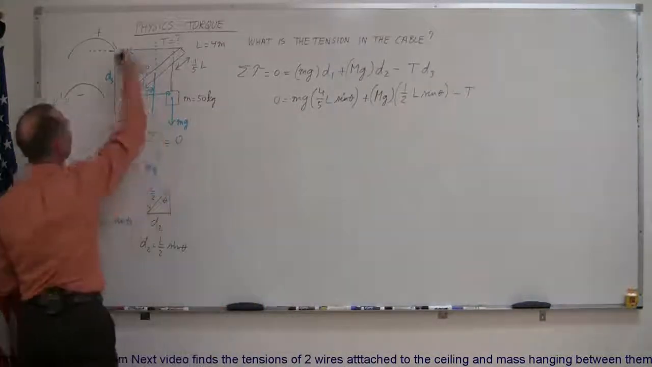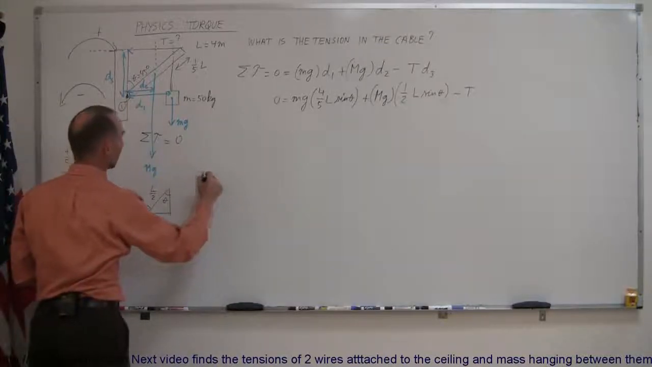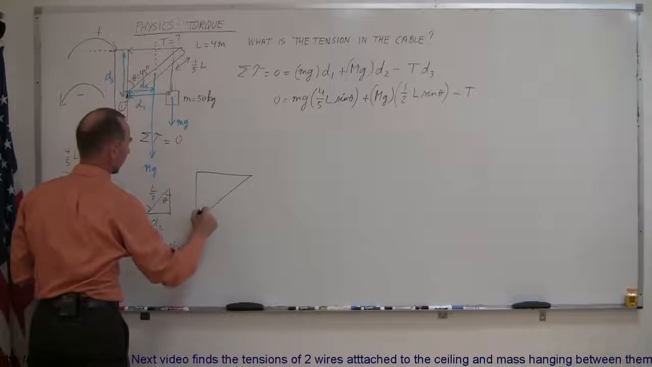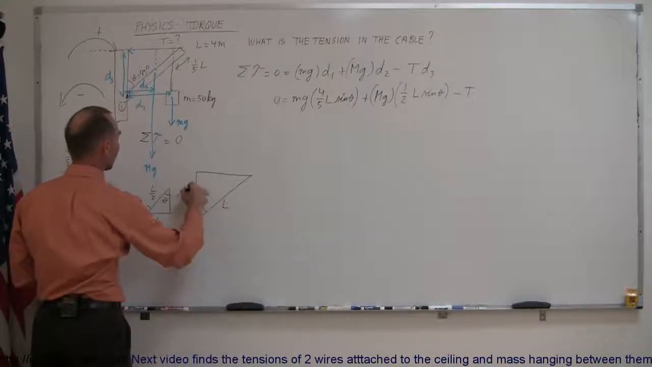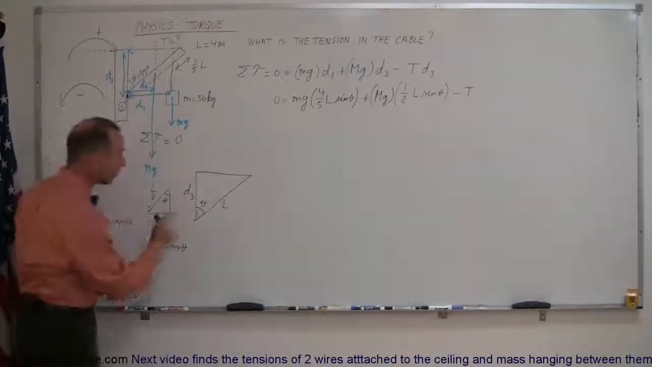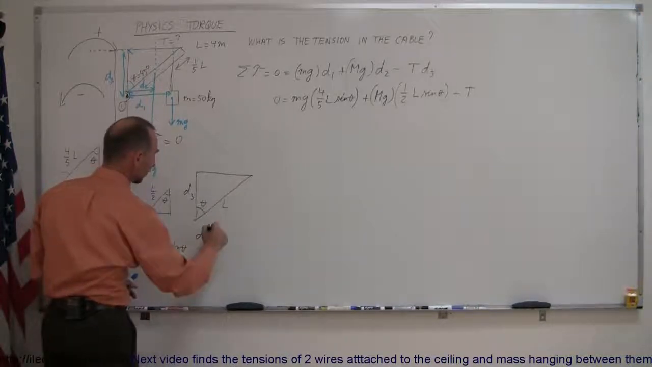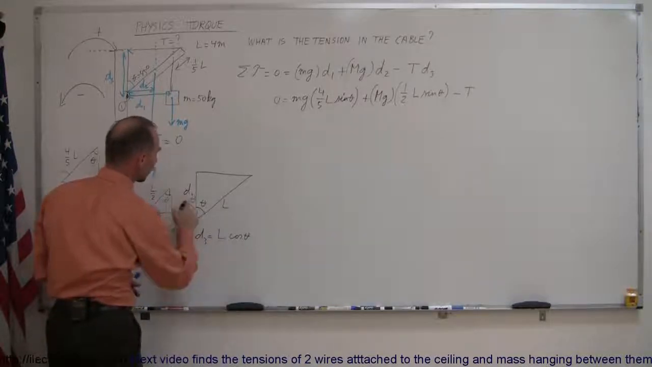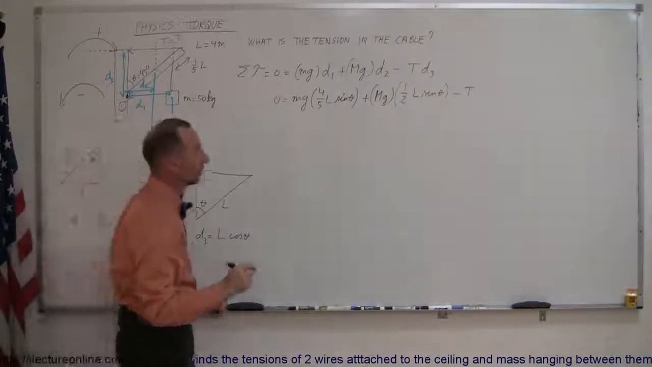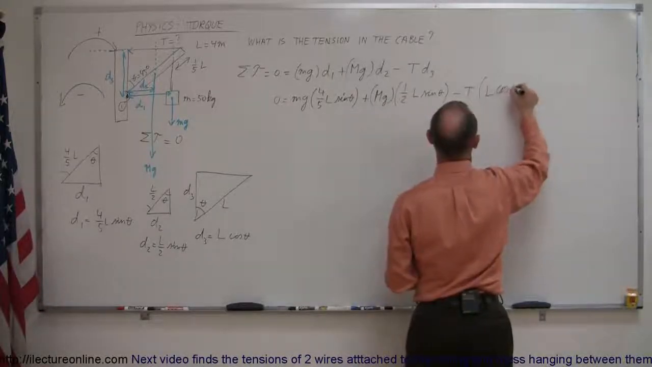Now to find d3, I will draw this triangle right here. So I have this triangle, which is like this. We have this angle here, which is theta. We have the length of the beam, which is L. And I want to know what d3 is right here. And notice that d3 is adjacent to the angle. So I can say that d3 is equal to the hypotenuse L times the cosine of the angle theta, since d3 is adjacent to the angle. And that goes in here: L times the cosine of the angle theta.